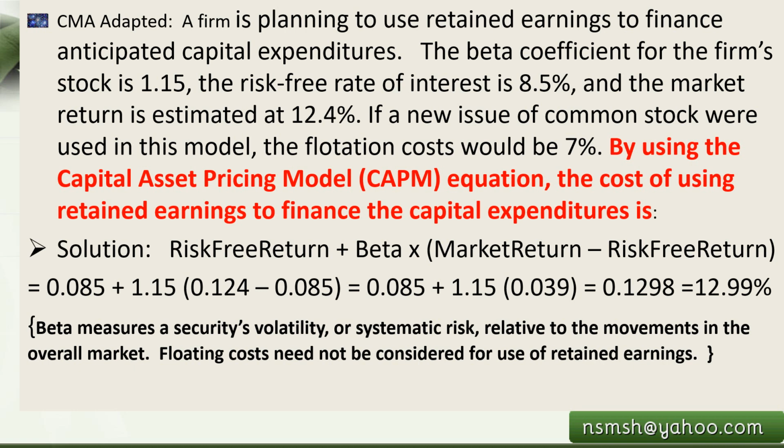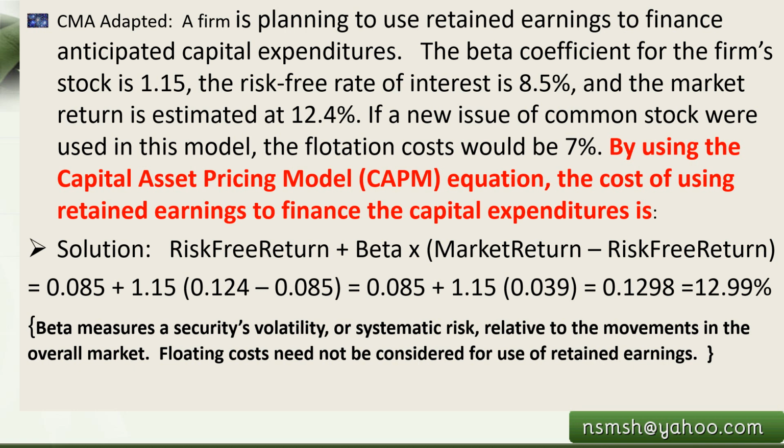So, by using the capital asset pricing model, we have to find out the cost of using retained earnings to finance the capital expenditure. The formula is the risk-free rate of return plus beta multiplied by the market return minus the risk-free return. So you take that.